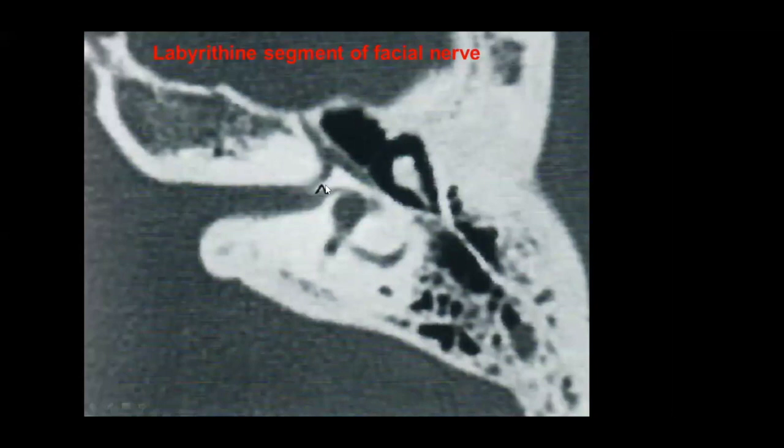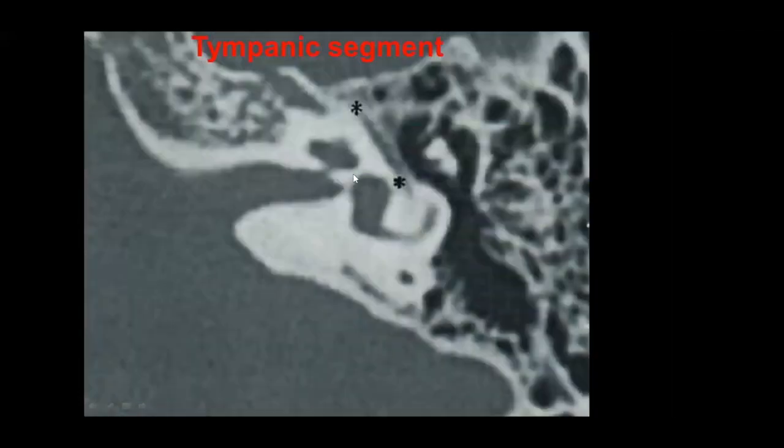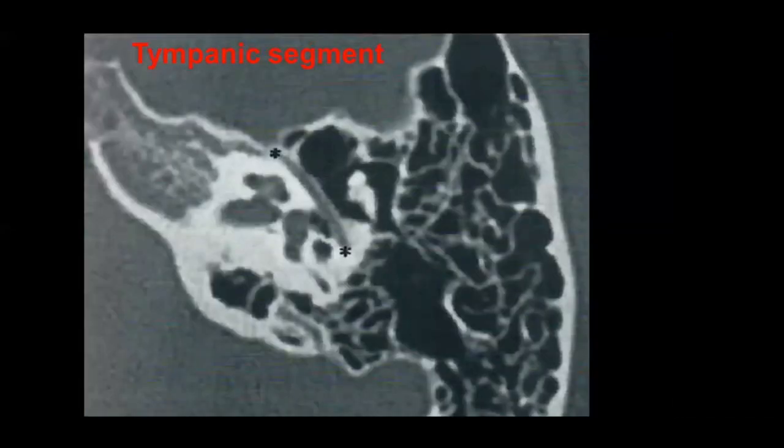Again, in the axial cuts, you can see the labyrinthine part of the facial nerve. As we said, it comes this way and then goes anterior towards the genu. This is the greater superficial petrosal nerve, and this is the tympanic part. So this is the tympanic part in the axial cuts going this way in relation to the lateral semicircular canal. This is again the tympanic part. It's a long segment.